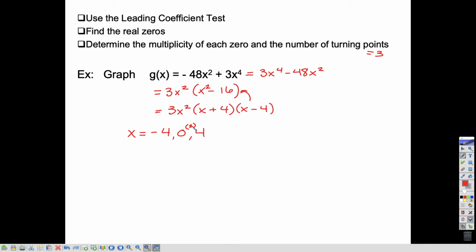Oh, we didn't do end behavior. Leading coefficient test. What's it going to look like? Up, up? No, John, down. Oh, yeah, because it's not up. If you looked at the first one, you'd be down, down, and that's wrong.